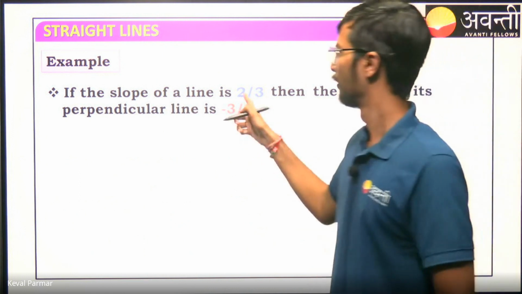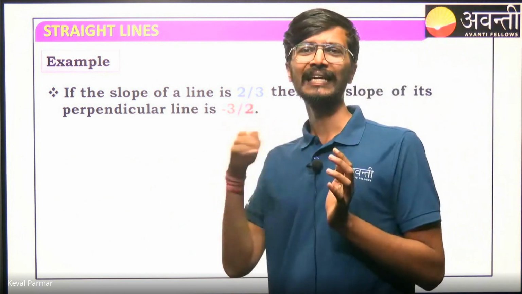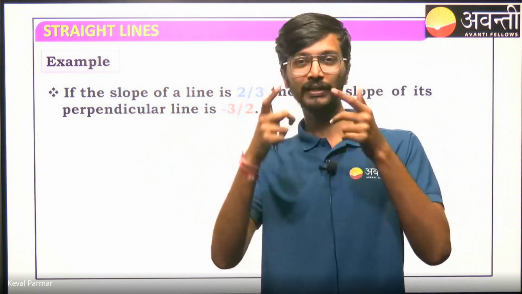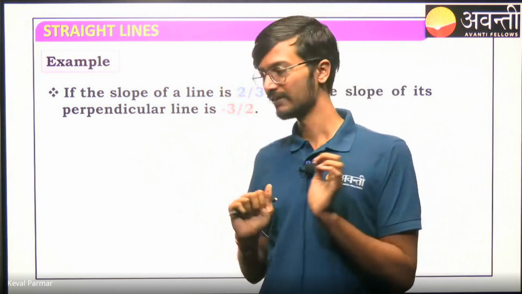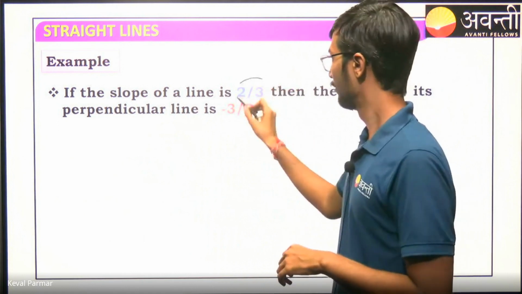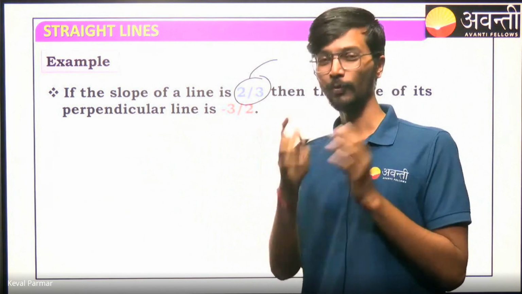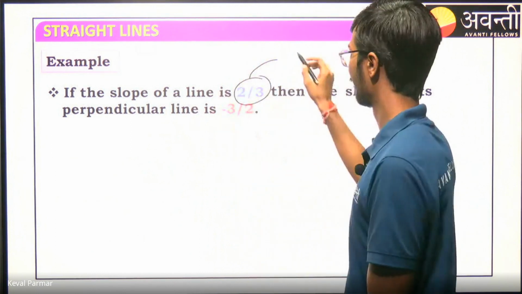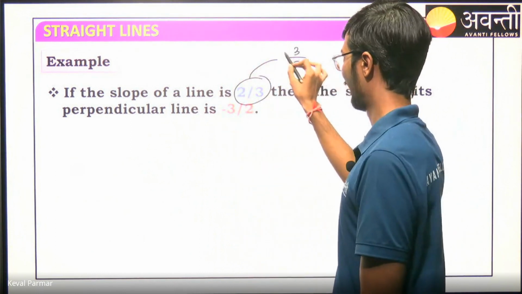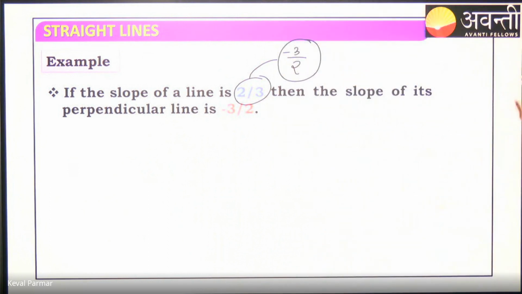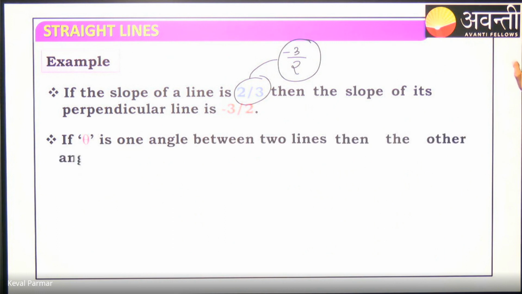I like to say it as negative reciprocal. Negative reciprocal means we take the reciprocal and also add a negative sign. That means if 2 by 3 is the slope of a line, then the slope of the line perpendicular to this will be the reciprocal with a negative sign, which is -3 by 2. You can see here. This is very simple to understand.